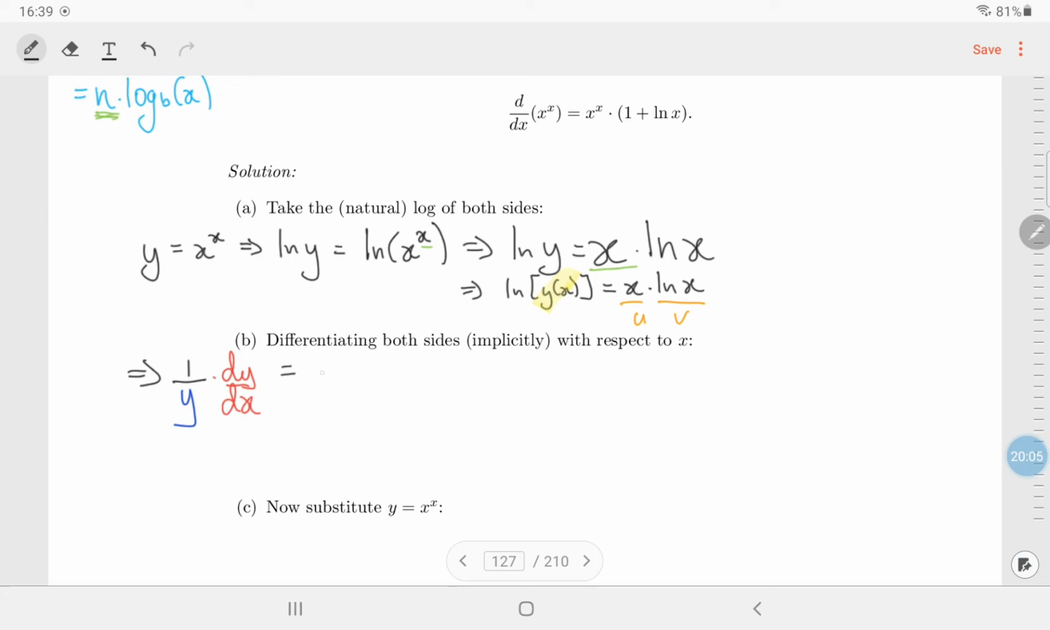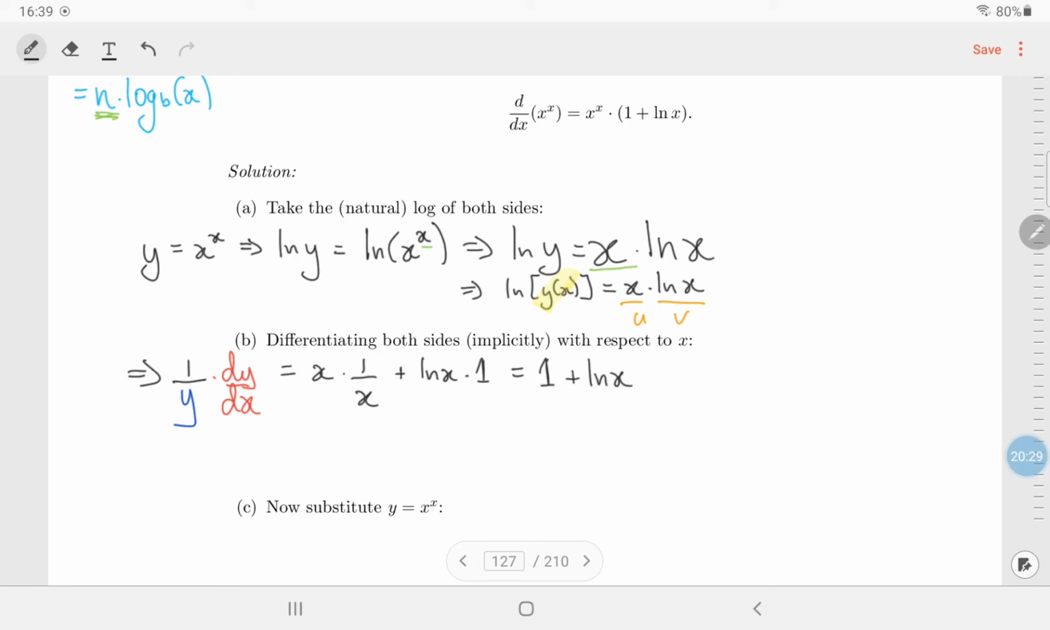So we get the first thing times the derivative of the second thing. The derivative of log of x, we just showed, is 1 over x, plus the second thing, which is log of x, times the derivative of the first thing, and the derivative of x is 1. And now the first thing there is x times 1 over x, which is x divided by x, which is just 1.